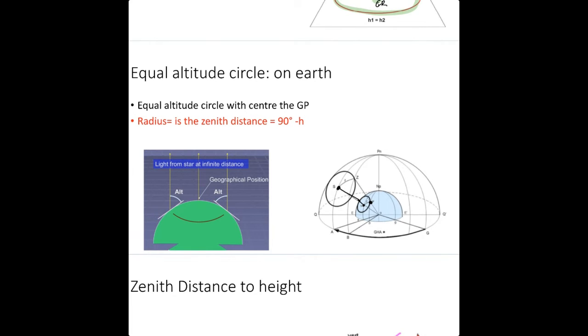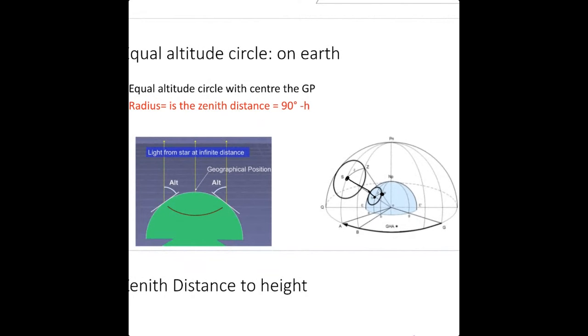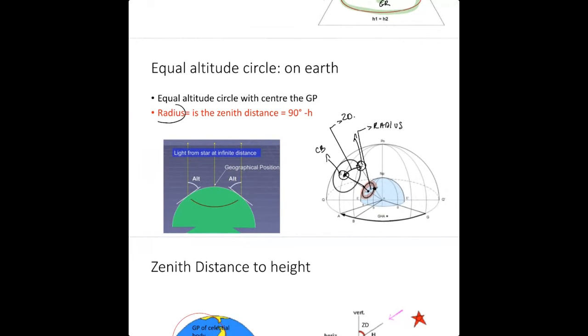Okay, and then if we draw this circle of equal altitude, what do you see? You see that the radius of this circle is the distance between the position of the celestial body and your position. The distance between these two is called the zenith distance. So if you want to draw a circle of equal altitude, you know that the radius of the circle of equal altitude is equal to the zenith distance.